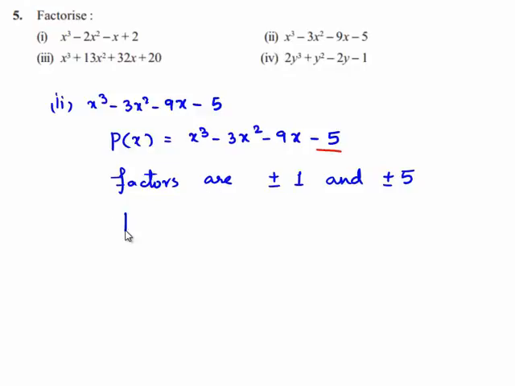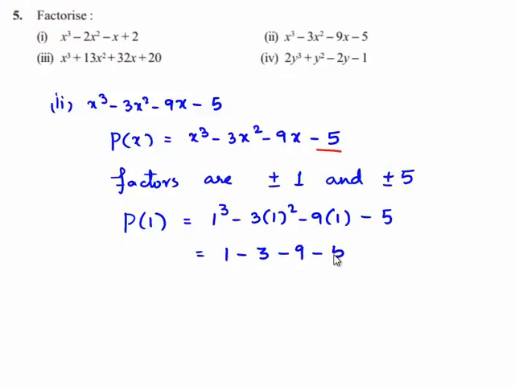So let us first find p of 1. This is equal to 1 cube minus 3 times of 1 square minus 9 times of 1 minus 5, which is 1 minus 3 minus 9 minus 5. This is equal to 1 minus 8 minus 9, which is 1 minus 17, which is minus 16. This is not equal to 0, so we can say that x minus 1 is not a factor.